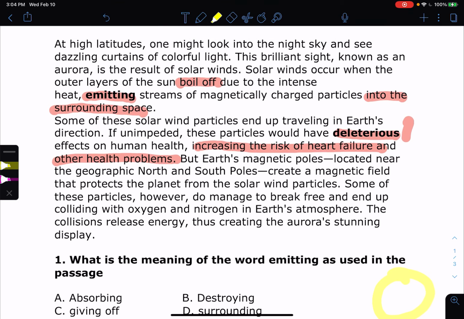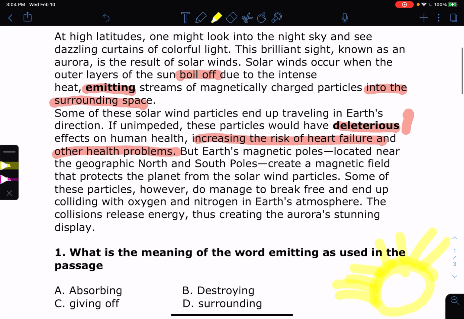Solar winds occur when the outer layer of the sun, so this part, boil off. So they boil off into space due to the intense heat, emitting streams of magnetically charged particles into surrounding space.